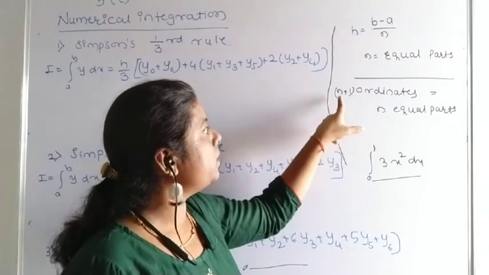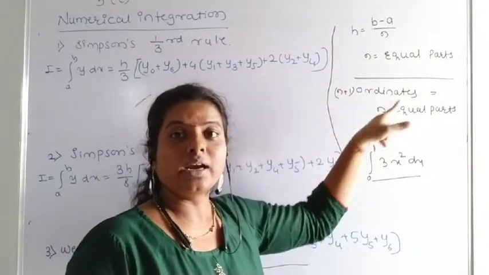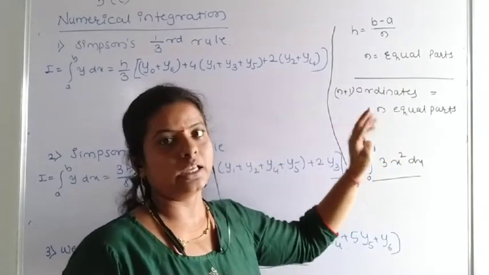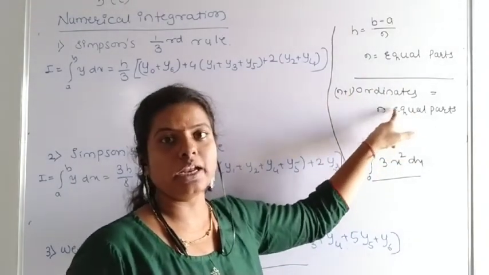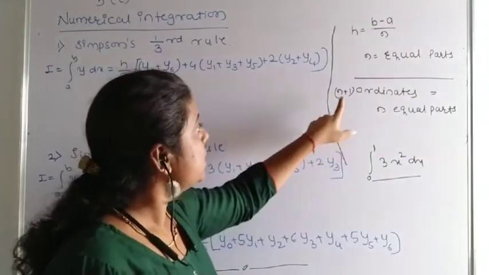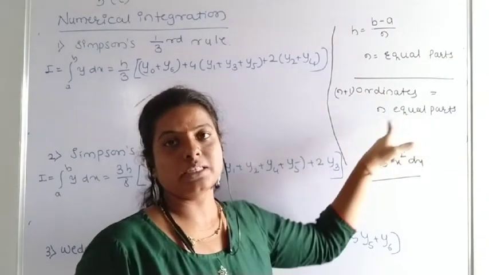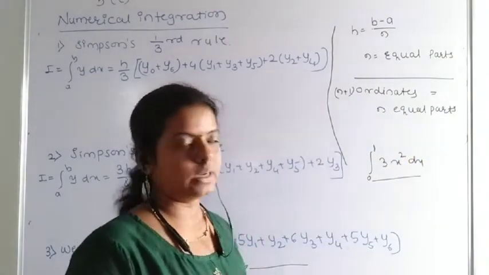If they ask to find 7 ordinates, that means one less equal parts we are getting. That means n plus 1 ordinates is equal to n equal parts. That is, 7 ordinates means n is 6 equal parts. N is equal to 6 we have to consider.